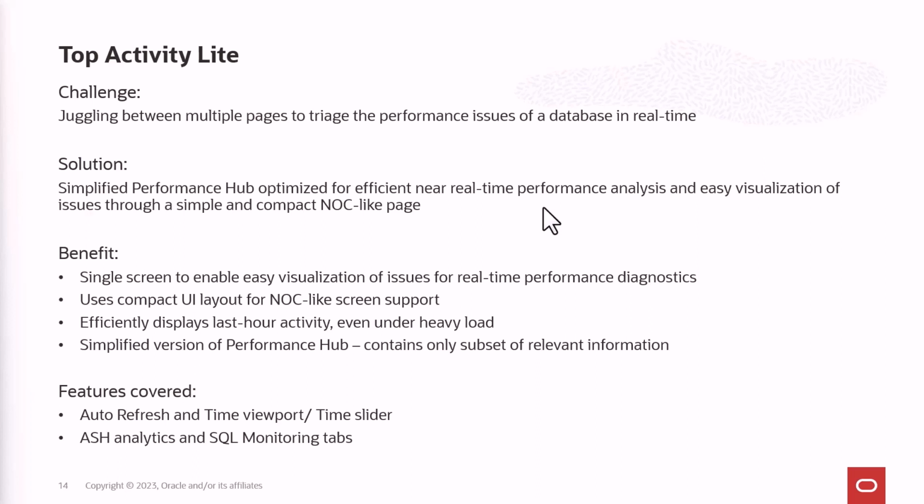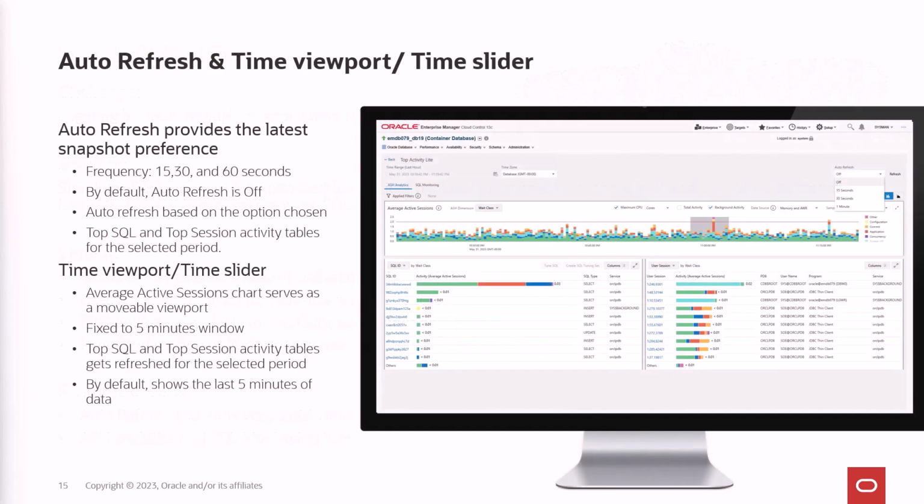I'm going to talk about auto refresh, time viewport or time slider, ASH Analytics, and SQL Monitoring tabs on the Top Activity Lite page. You can access Top Activity Lite from Performance Hub under the Performance menu. This also needs Diagnostic Pack. Top Activity Lite supports real-time analysis for the last hour only. It has refresh options such as 15 seconds, 30, and 60 seconds, and it's off by default.